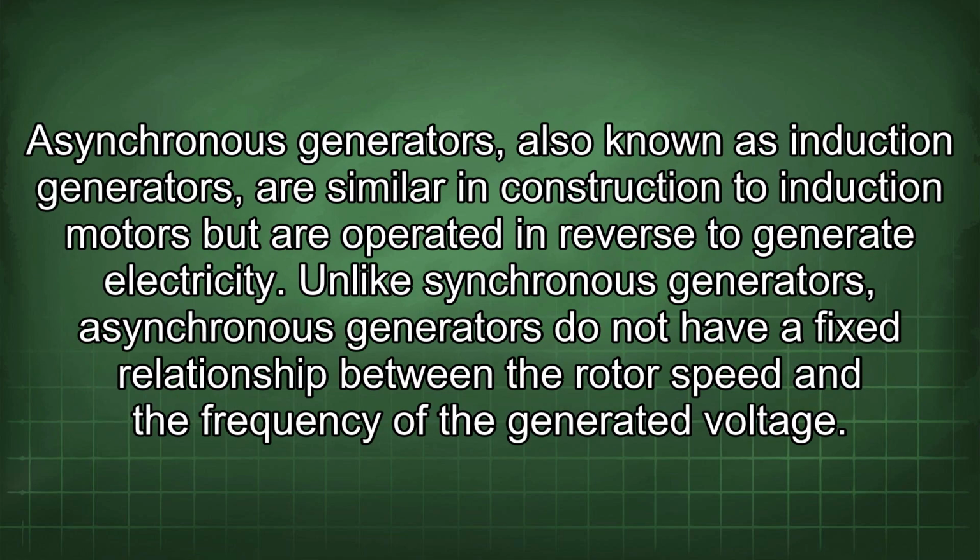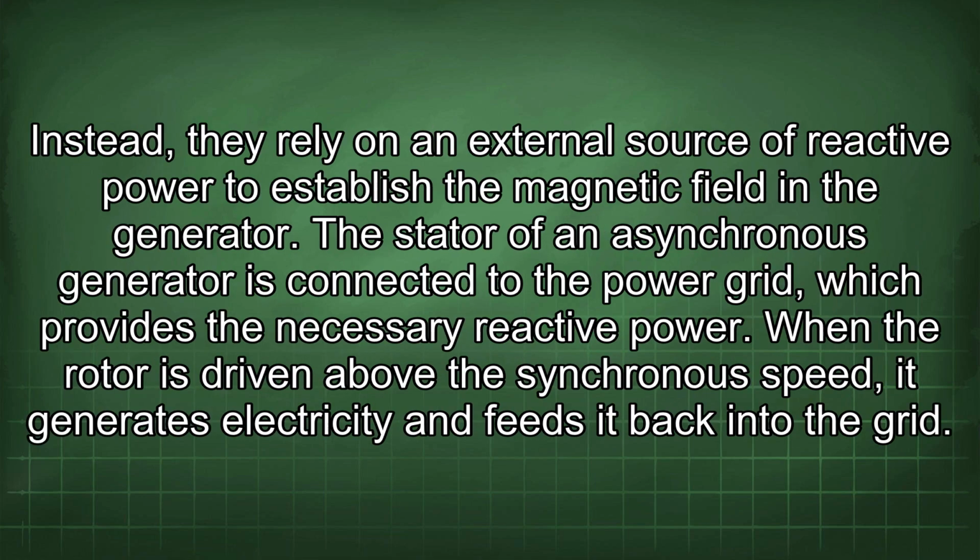Secondly, there are asynchronous generators, also known as induction generators. They are similar in construction to induction motors but are operated in reverse to generate electricity. Unlike synchronous generators, asynchronous generators do not have a fixed relationship between the rotor speed and the frequency of the generated voltage. Instead, they rely on an external source of reactive power to establish the magnetic field in the generator. The stator of an asynchronous generator is connected to the power grid, which provides the necessary reactive power. When the rotor is driven above the synchronous speed, it generates electricity and feeds it back into the grid.